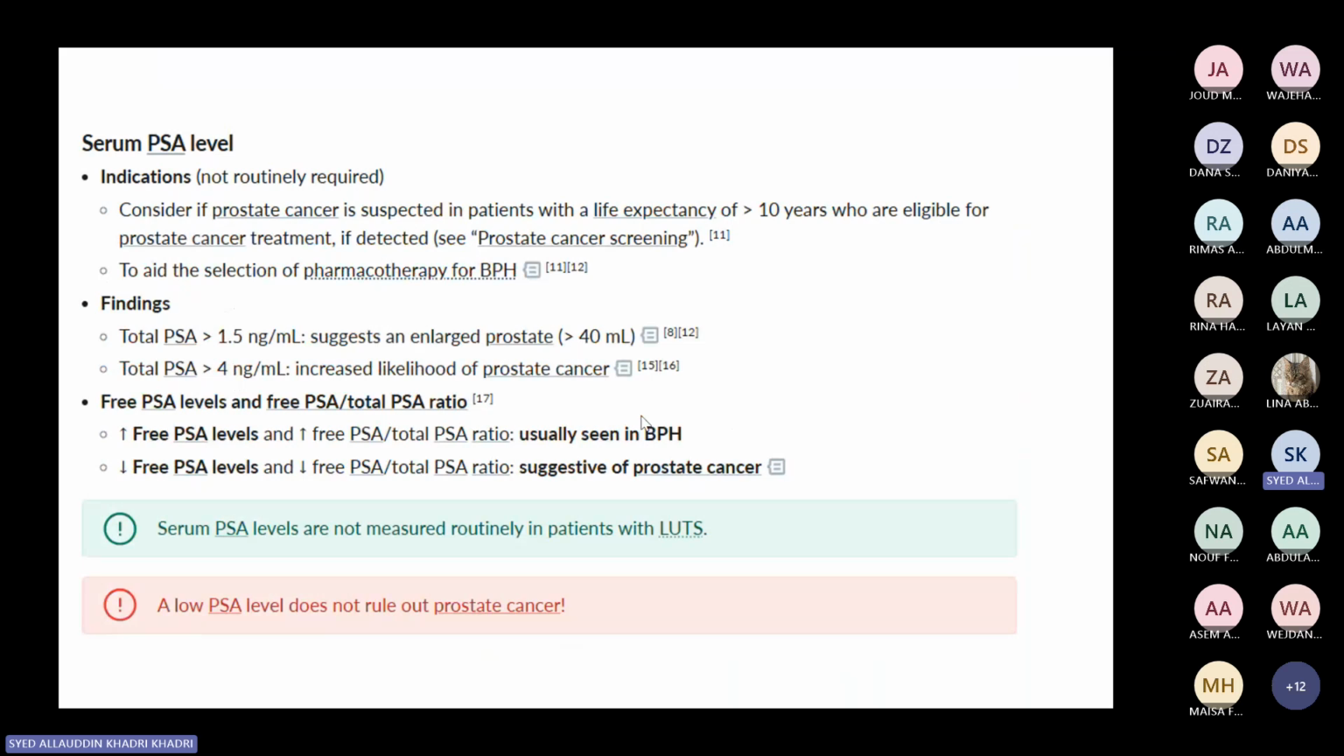And this is the last slide for you. This is only for theoretical understanding. That day, our students were discussing serum PSA levels, okay? Prostate specific antigen. Indication: not routinely required. Now, this is very important, okay? Consider that prostate cancer is suspected, with a life expectancy of more than 10 years, in those who are eligible for prostate cancer treatment. You got to have a follow-up, right?